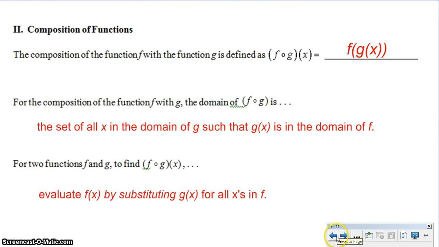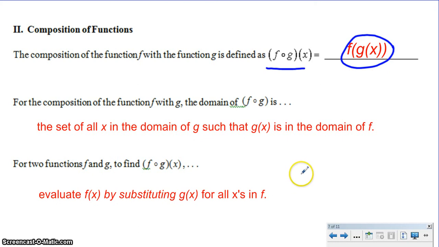Next section of your notes, composition of functions. This again should be something that you have seen before. Just know that it can be written in two different ways. You can see this kind of f circle g type of notation, or it may be written like this, where you have f of g of x.